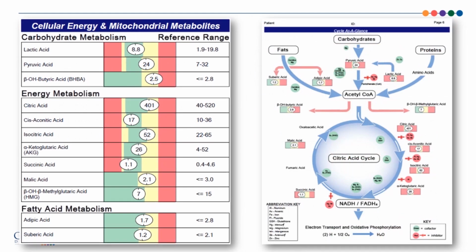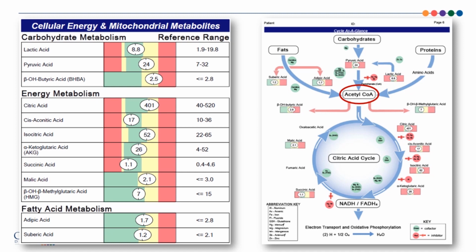Let's take a look at the cellular energy and mitochondrial metabolites next to the Krebs cycle at a glance pathway chart that we provide on the test. Again, we know that the idea of the Krebs cycle is to take macronutrients, fats as fatty acids oxidizing, carbohydrates through glycolysis, making pyruvic acid and lactic acid, proteins as amino acids making acetyl-CoA, and that those macronutrients provide us with acetyl-CoA, and that the acetyl-CoA is going to fuel in the mitochondria the citric acid cycle. So if we're looking at carbohydrates as they produce pyruvic acid and lactic acid, that looks just fine.